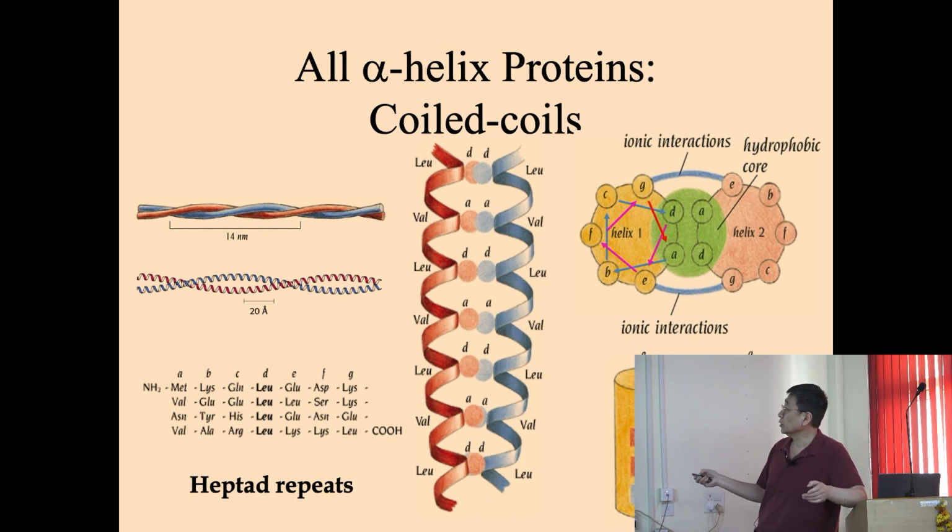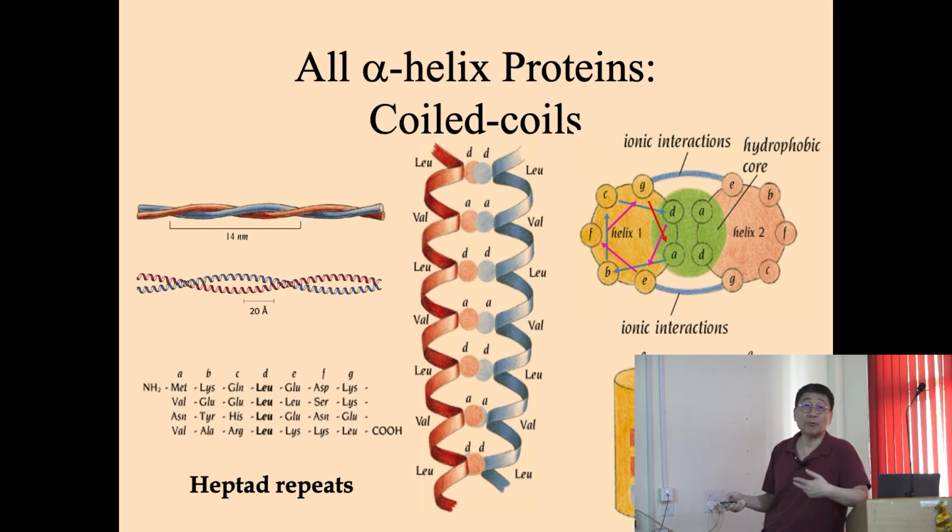And then, of course, that's the hydrophobic core. And on the surface, you can have ionic or hydrogen bonding interactions. In this case, ion pairs between lysine and glutamate, and so on. So that's the other positions of the helix.